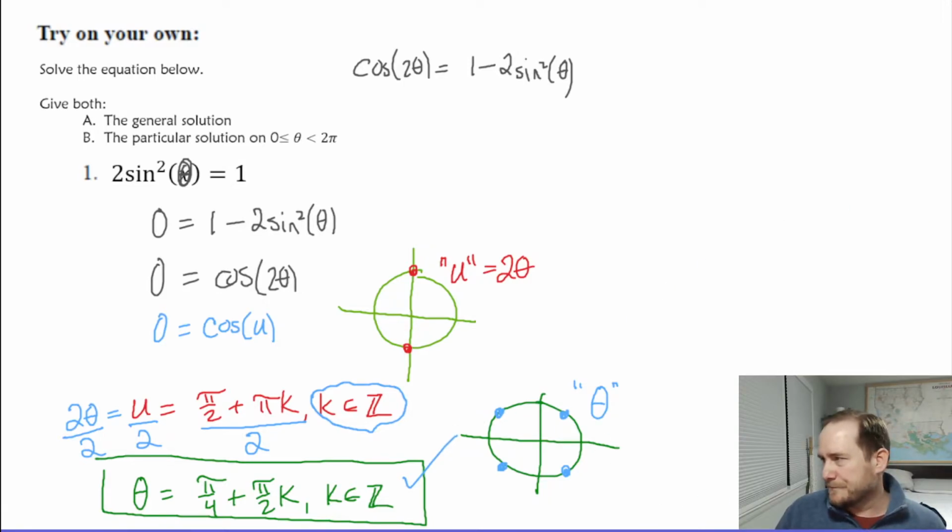Oh, I forgot. Again, this is my general solution. So my particular solution would again just be these 4 answers only. We would say theta is an element of the set that contains these 4 things: pi over 4, 3 pi over 4, 5 pi over 4, and 7 pi over 4.